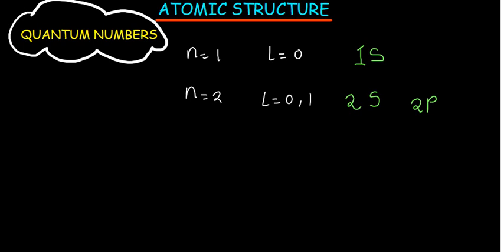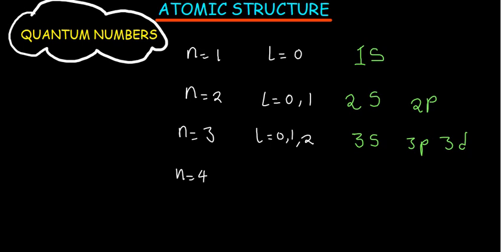When n is equal to 3, l is going to be 0, 1, and 2. When l is 0, that is the s orbital. When l is 1, that is the p orbital. When l is 2, that is the d orbital. Because they come from the third energy level, we put a 3 in front: 3s, 3p, 3d.